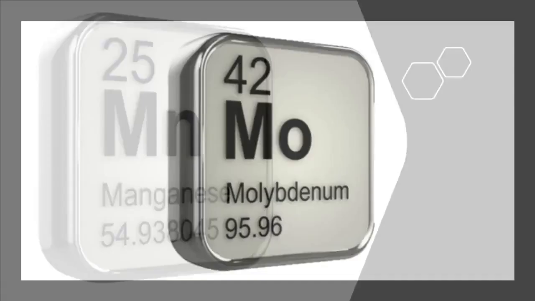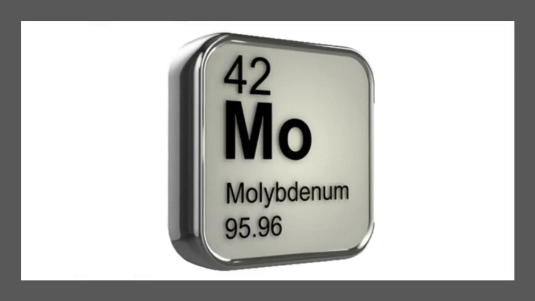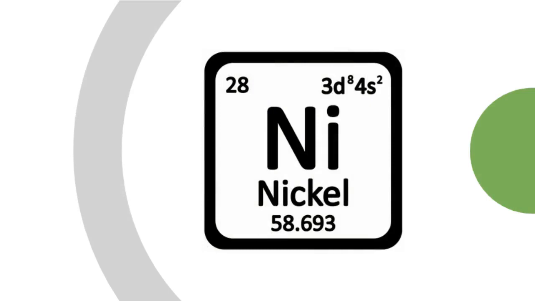Molybdenum raises hot strength, has good creep resistance and helps steel resist softening at elevated temperatures. It is used to a large extent in tools and dies intended for hot working of metal. Nickel increases strength and toughness and has good fatigue resistance. Steels with nickel usually have more impact resistance than steels where nickel is absent. This is true especially at lower temperatures.